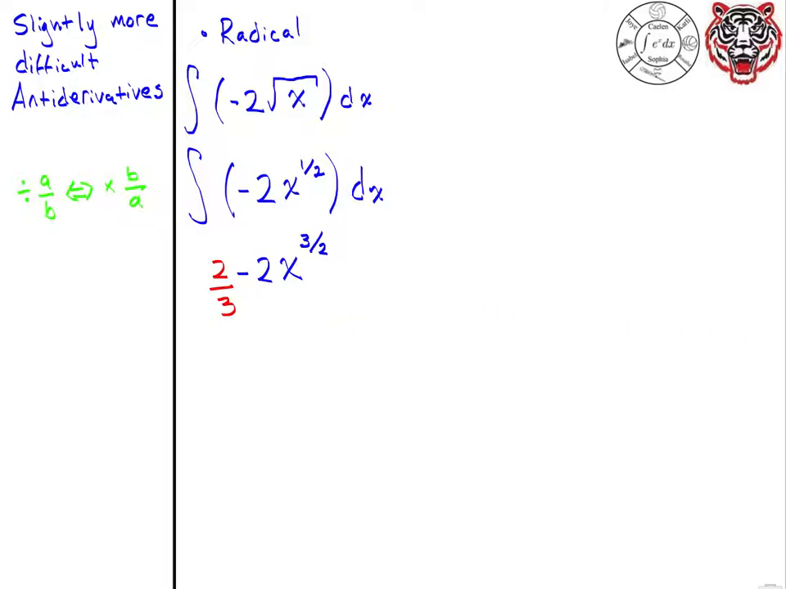So first you add 1 to the exponent and then you divide down, exactly. So from here, this is going to simplify to, and by the way, I should have put parentheses around here to let you know I'm multiplying. This 2/3 times this is going to be negative 4/3, and I'll leave it as x to the 3/2. All right, are we done?